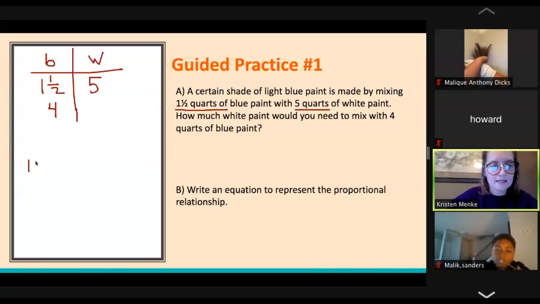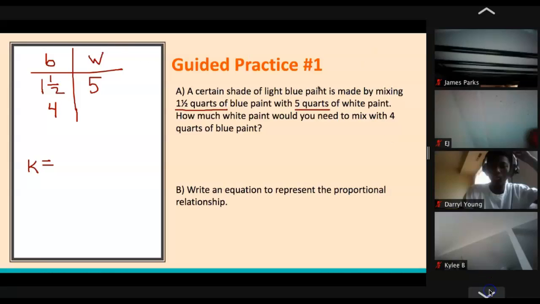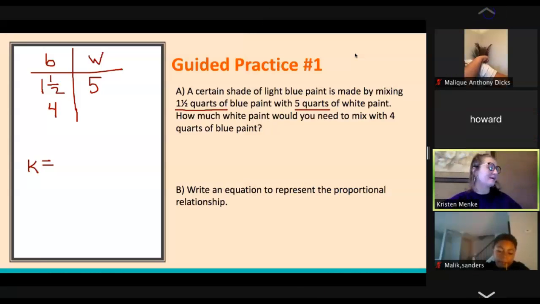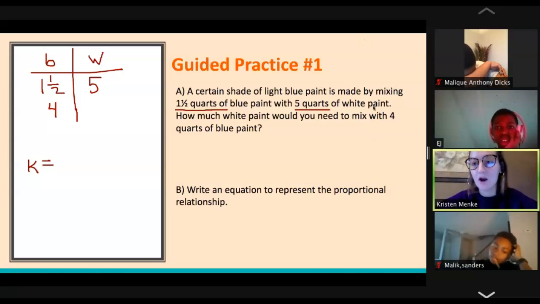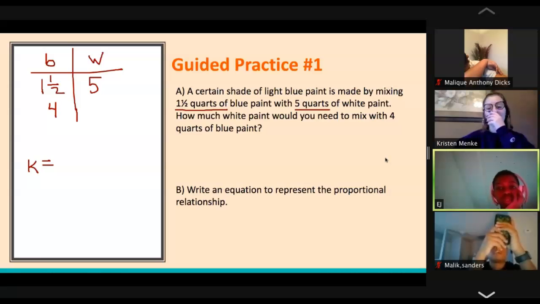I'm just gonna pick a random person to tell me what my actual problem would be to find my constant. Let's see. Who have I not heard from in a while? EJ! What would my actual math problem be to find my constant for this table? 1 and 1/2 divided by 5 quarts. Remember, our constant is y divided by x, so right side divided by left side. Oh, 5 divided by 1 1/2. Excellent. 5 divided by 1 1/2.